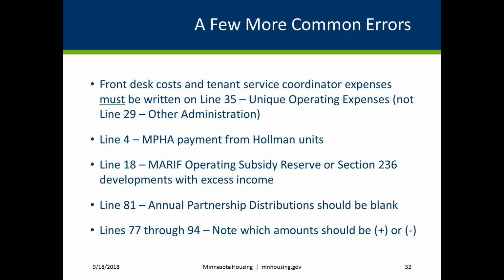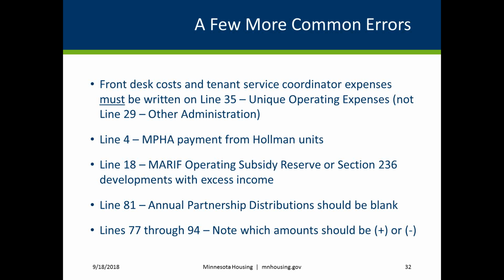If the property has either Holman units or Mariff units, pay special attention to this slide. For Holman units, the monthly amount of rent charged to the tenant, as well as the subsidy from the PHA, needs to be reported on line 4, miscellaneous rent potential. A common error is to include it on line 1, apartment rent potential. The monthly amount of rent charged for the non-Holman units is all that should be reported on line 1.